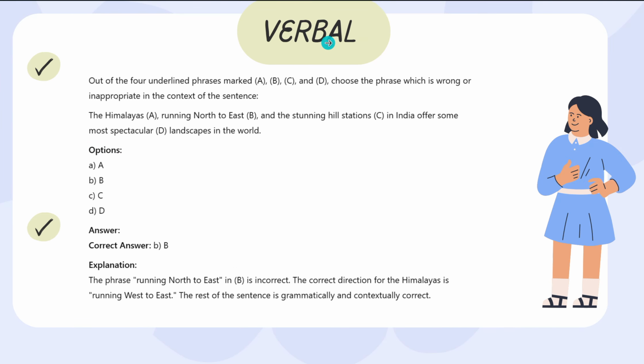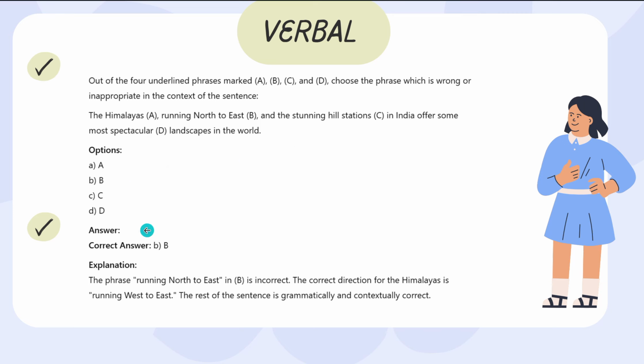Now, the question from Verbal 2. Out of the 4 underlined phrases marked A, B, C, D, choose the phrase which is wrong or inappropriate in the context of the sentence. The Himalayas running north to east and stunning hill stations in India offer some most spectacular landscapes in the world. Now, what is wrong or inappropriate in the context is B.